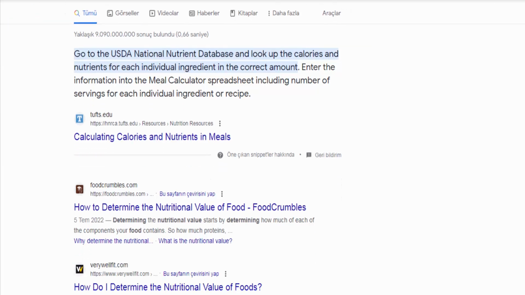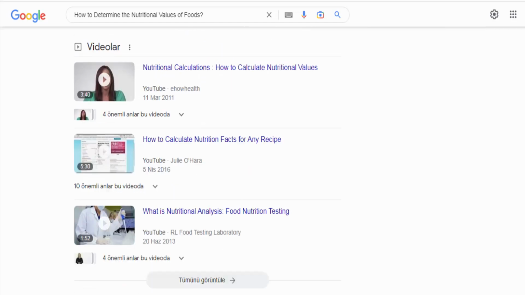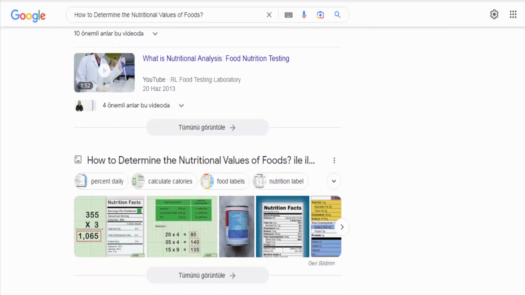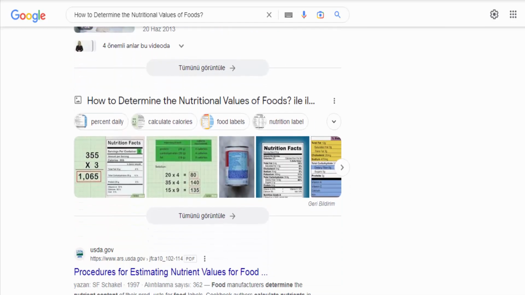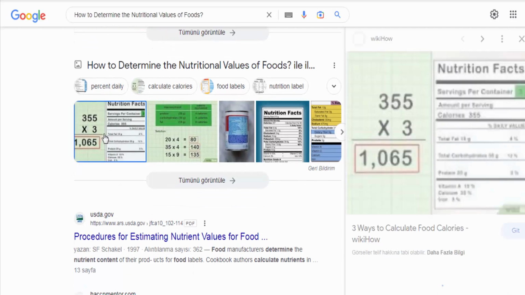Determining the nutritional values of foods involves a combination of laboratory analysis, food composition databases, and nutritional labeling regulations. Here are the general steps to determine the nutritional values of foods.